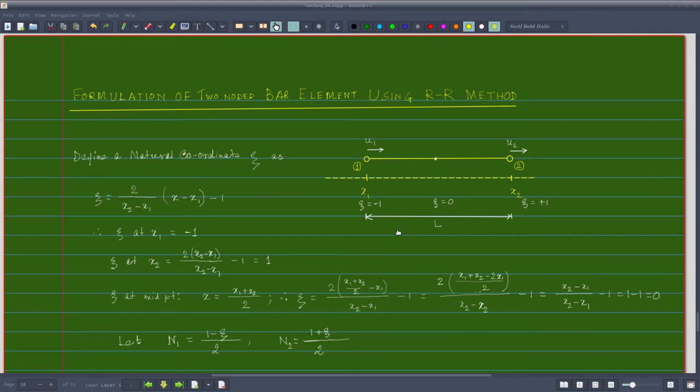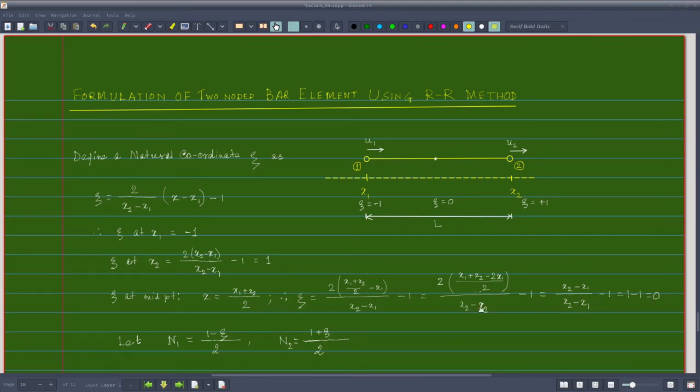All right. And you can obviously make out that at center point it should be 0. Let us check whether it happens or not. So xi at midpoint, what is the value of x at midpoint? It is average of x1 and x2, so it is (x1 plus x2) by 2. And putting this value of x in the equation for xi, what do I get? 2 times ((x1 plus x2) by 2 minus x1) divided by (x2 minus x1) minus 1. And if I simplify, finally, I get that xi is 1 minus 1, that is 0.